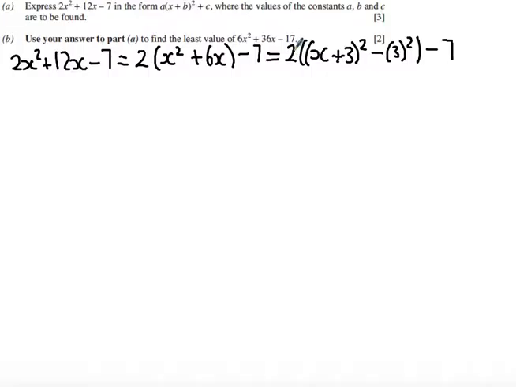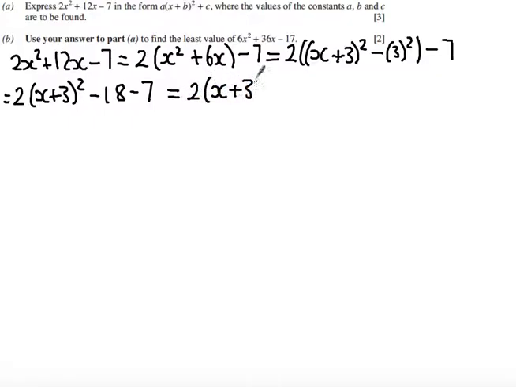Next thing to do is expand this bracket so we get 2 times that (x plus 3) squared, and then 2 times the minus 3 squared. So I end up with 2(x plus 3) squared. 2 times minus 9 is minus 18, minus 7. And then all I have to do, very last part of these questions, is just to tidy up the constant. So 2(x plus 3) squared remains the same. Minus 18 minus 7 is minus 25. That is part A done.